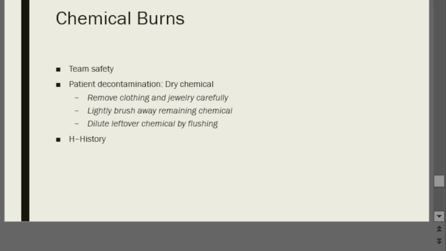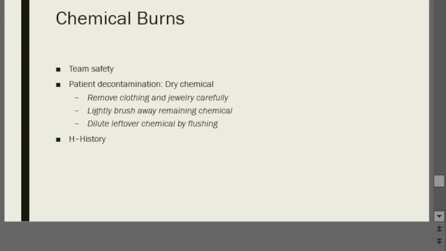So patient decontamination: most of any dry chemicals can be decontaminated by removal of the patient's clothing. So we need to do some careful removing of the patient's clothing and jewelry, and we're going to use caution not to scatter any of the stimulus or causative agent. So very, very carefully. Then we want to lightly brush any remaining dry chemical away. If there's any other leftover dry chemical, we are going to dilute and flush with liberal amounts of water.